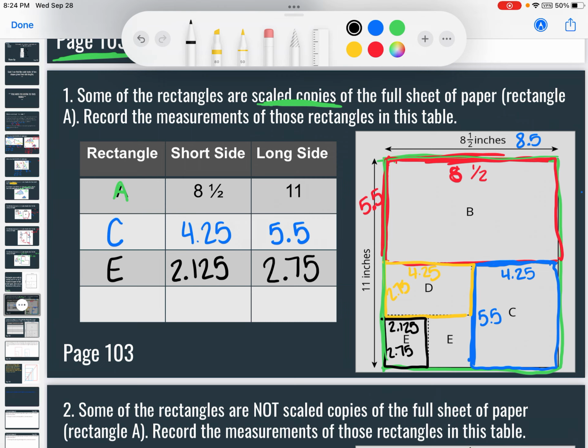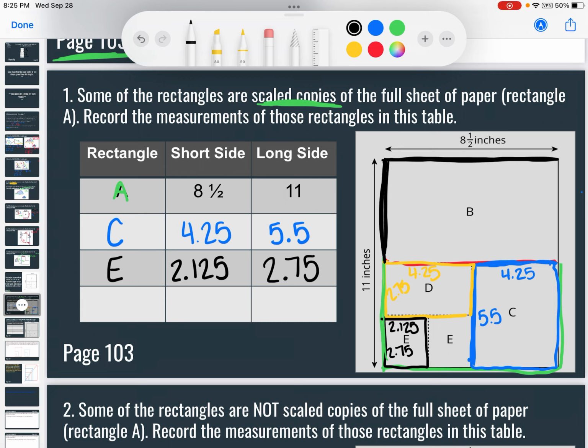Perfect. So remember, for it to be a scaled copy, both sides have to have the same thing done to it. So I'm going to erase all this. Well, maybe I shouldn't have done that, but it'll be fine. Okay. B was not a scaled copy because it still has the full length of the short side, but this long side got cut in half. Since the same thing didn't happen to both sides, it's not a scaled copy.